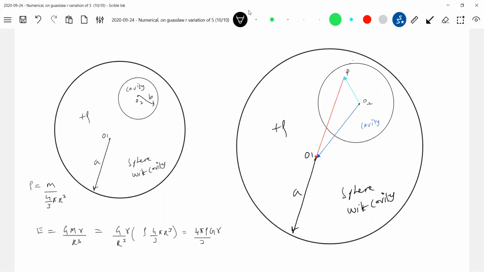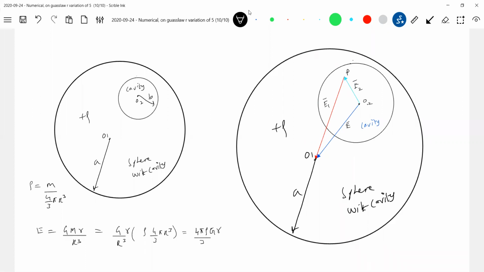Look at this formula. It's still easier. If they give density only, it's easier than mass. R cube only will get eliminated. So 4 by 3 pi rho G r. So now, do we know this E1 bar? This is E1 bar, and this is E2 bar. And this is the resultant E bar.